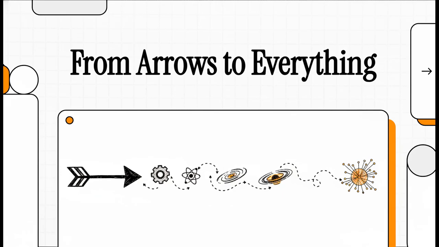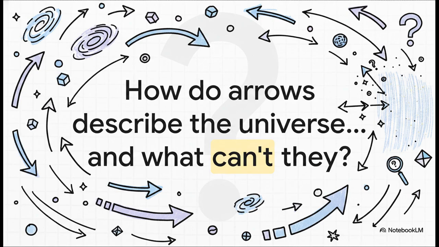All right, today we're going on a bit of a wild ride. We're going to start with a tool so simple it's basically just an arrow, and we're going to follow that idea all the way to the absolute bleeding edge of physics, to a theory that tries to explain, well, everything in existence. So you ready? Let's follow the arrow.